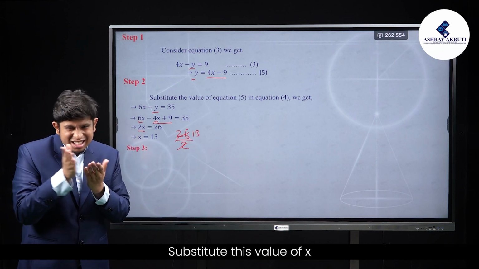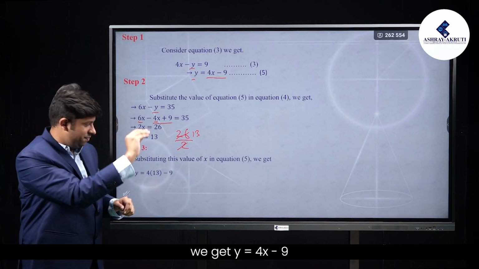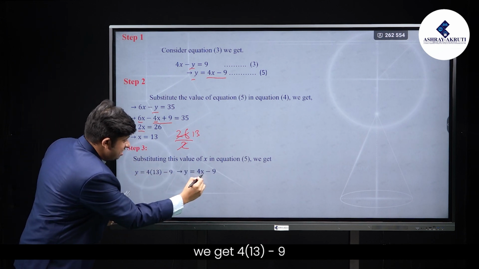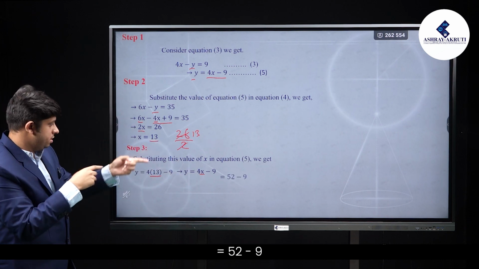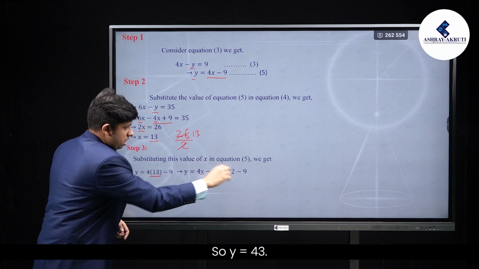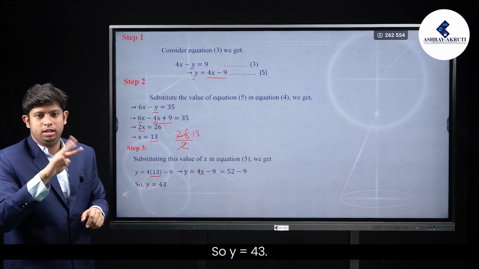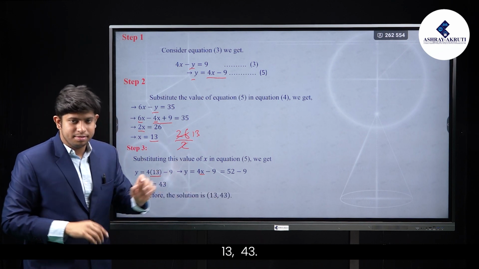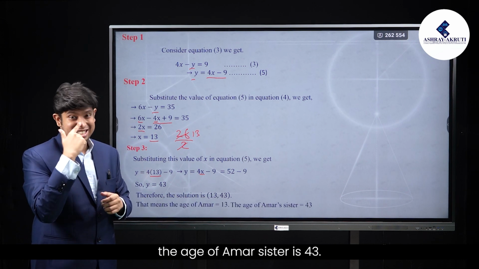Step 3. Substitute this value of x in equation 5. We get y equal to 4x minus 9. Substitute the x value, that is 13, in the equation. We get 4 into 13 minus 9, that is equal to 52 minus 9. So y equal to 43. Therefore, the solution is (13, 43). That means the age of Amar is 13, and the age of Amar's sister is 43.